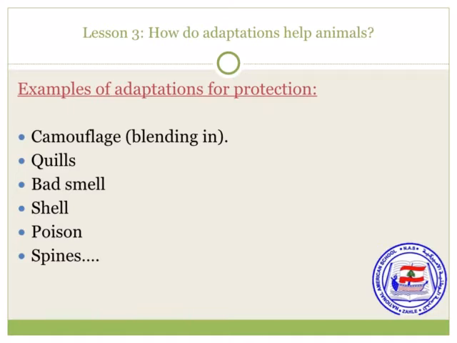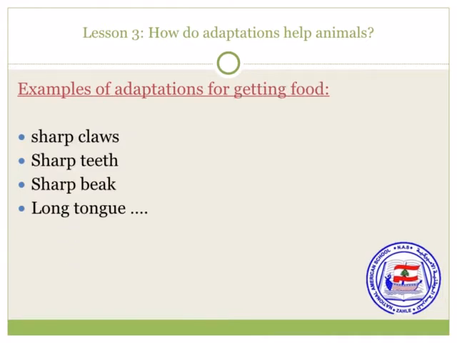Some of the important adaptations that the animals use for protection are camouflage, which means blending in so that the predators will not be able to see the prey, quills, which are like sharp spines, a bad smell, a hard shell, and poison. Some examples of the adaptations that the animals use to get food are sharp claws, sharp teeth, a sharp beak, and a long tongue, for example, like a frog.